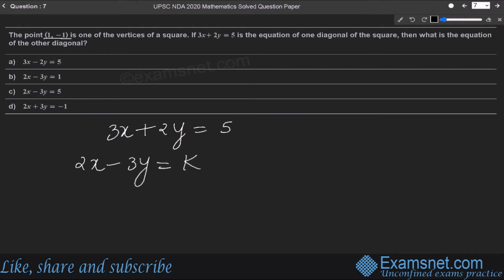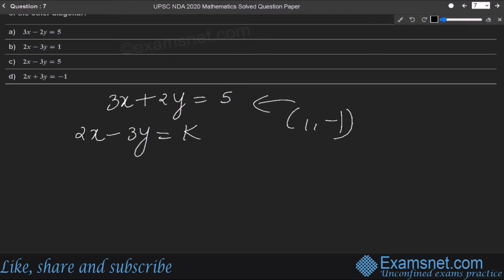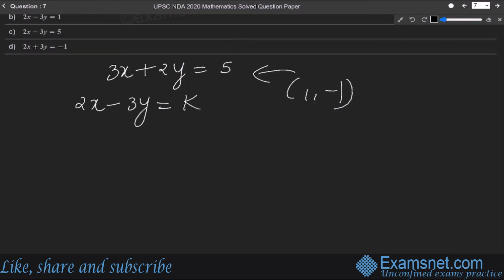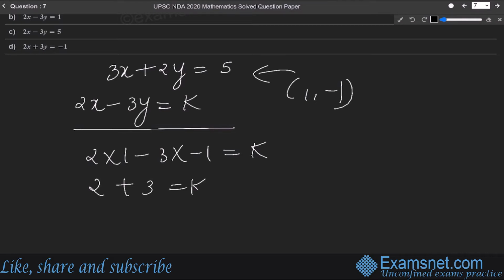Now, the point is 1 comma minus 1. The point 1 comma minus 1 does not lie on 3x plus 2y is equals to 5. Means the point 1 comma minus 1 does not satisfy the given equation of diagonal. So it means that the point 1 comma minus 1 must satisfy the diagonal 2x minus 3y is equals to k. So putting the values here, 2 into 1 minus 3 into minus 1 is equals to k. So it will be 2 plus 3. So the value of k is 5.